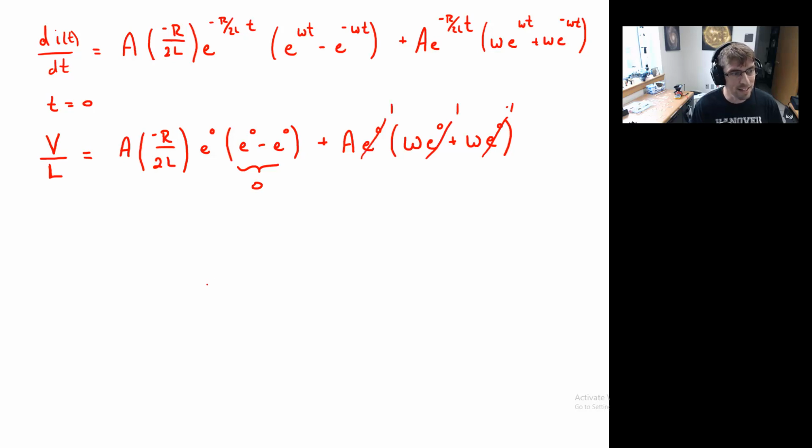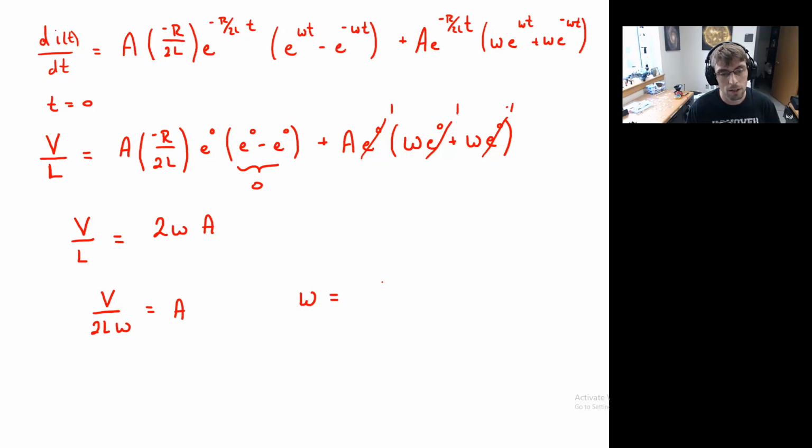And so what do I get? I get V over L equals 2 omega times A. And now you can see why I used omega, right? So you have V over 2L omega equals A. And just to remind you, what did omega equal? That was R over L squared minus 4 over LC to the 1/2.